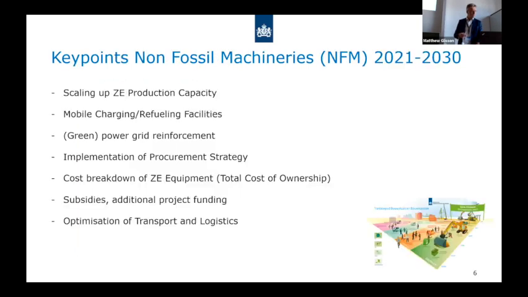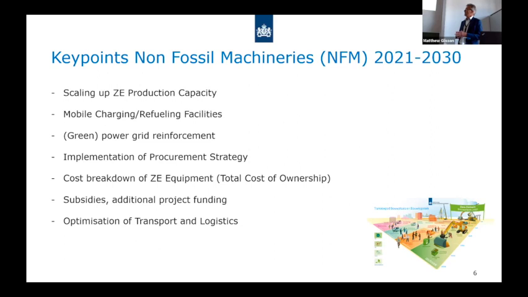The key points that we have to deal with in the next few years are the scaling up of the production capacity of zero emission equipment, because these are all very nice ambitions, of course, but the equipment has to be on the market. We already are confronted with contractors who say, well, we want to apply these zero emission machinery, but we just cannot buy it because the manufacturers are not able to deliver. So that's a major factor that should be solved.